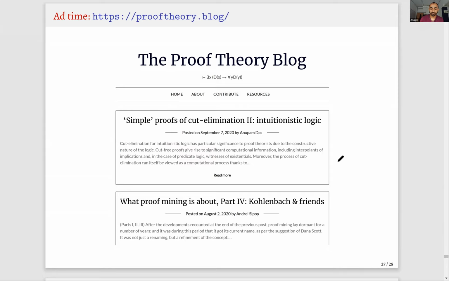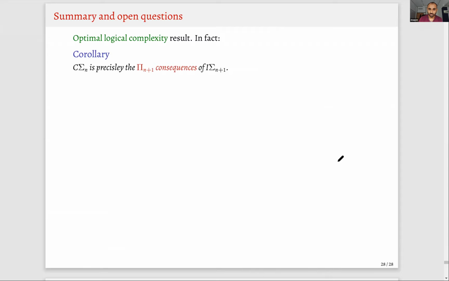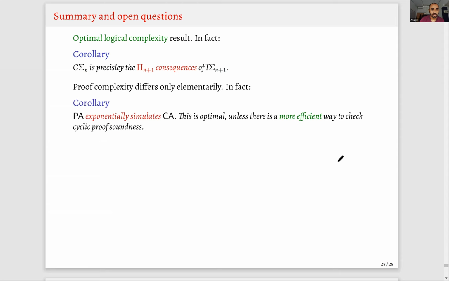So to summarize, we get an optimal logical complexity. We characterize cyclic proofs with sigma n formulas as precisely I sigma n plus one, or at least the pi n plus one consequences of I sigma n plus one. And we get the fact that the proof complexity differs only elementarily. In fact, I said elementary, but the elementary function is very simple. It's exponential. So Peano arithmetic does exponentially simulate cyclic arithmetic.